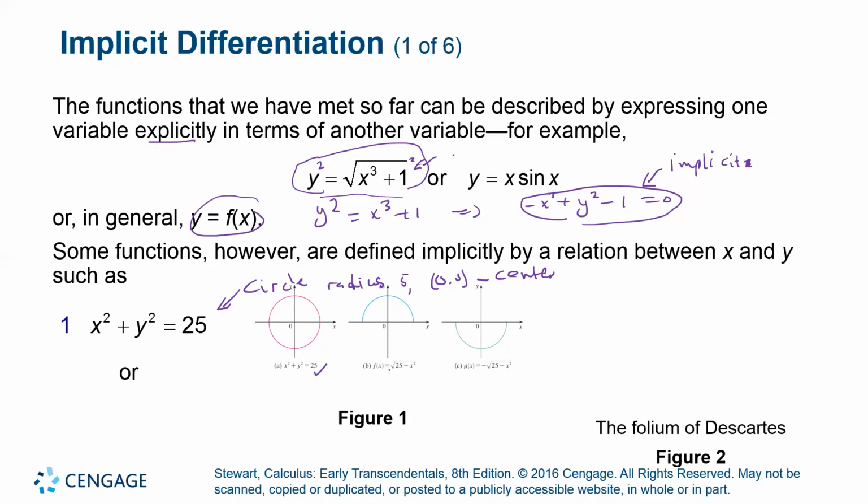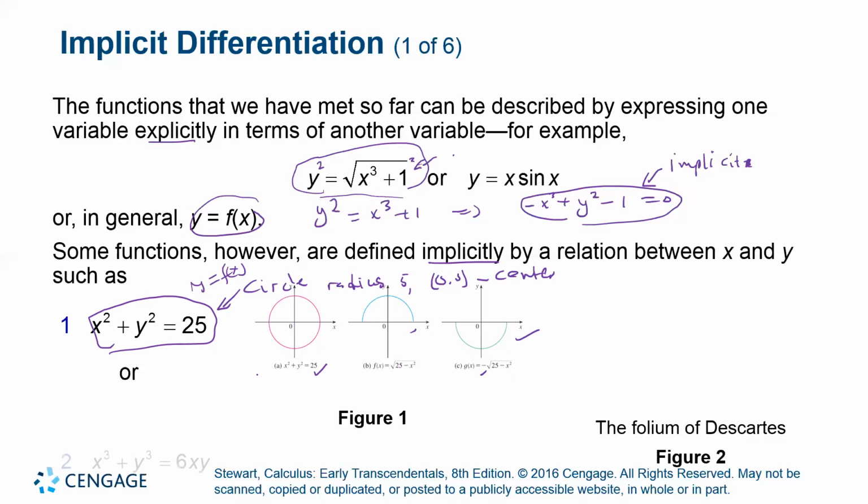If you take the square root of both sides and solve for y, it's either plus or minus. So when you put this together, you get a full circle. So in this form it is an implicit function. It's not in the form y is equal to f of x.